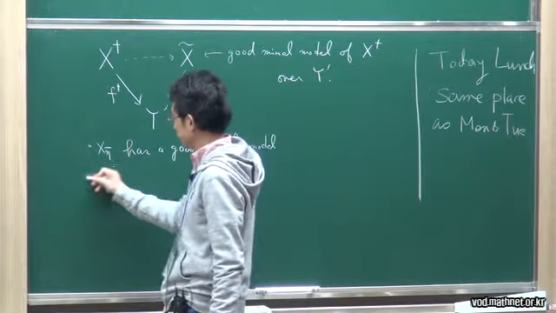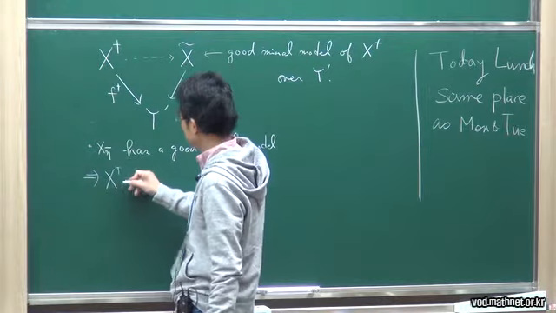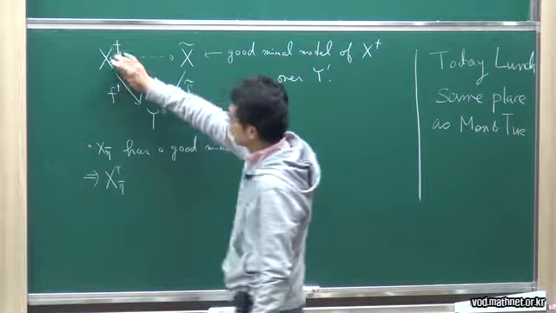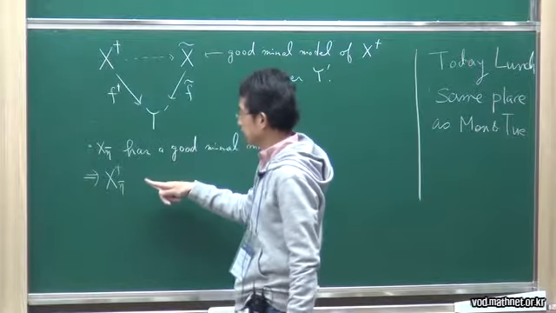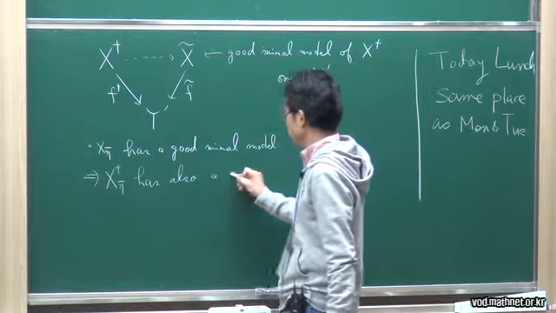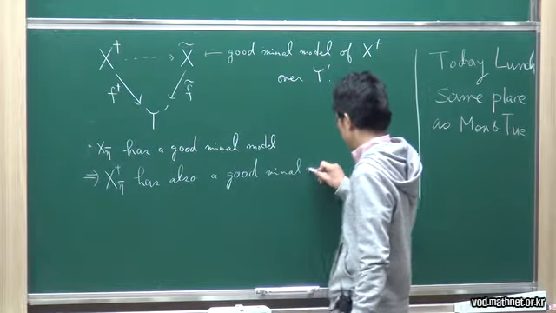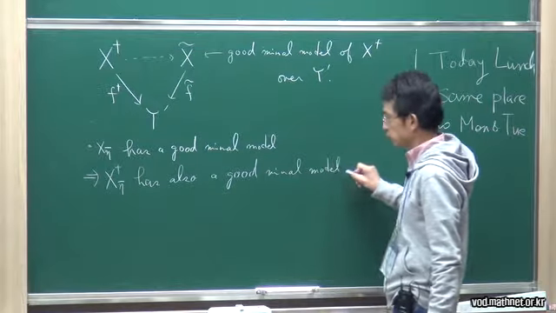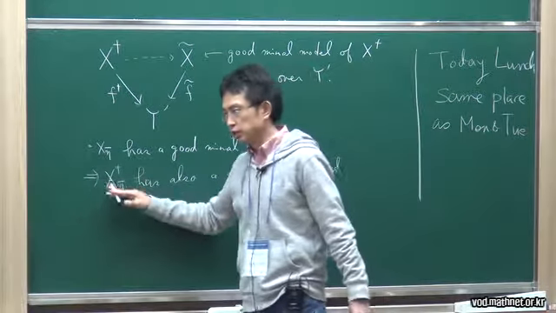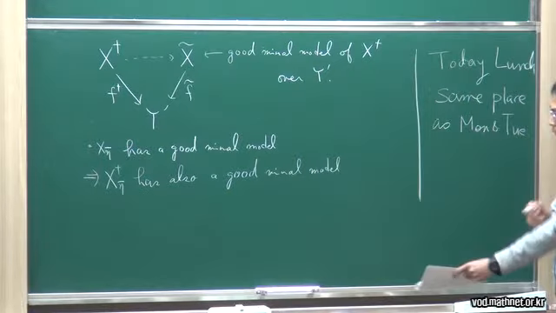Then we can easily check that this one, the geometric generic fiber of this morphism, has also a good minimal model. Yeah, it's not trivial, but we can easily check this statement.